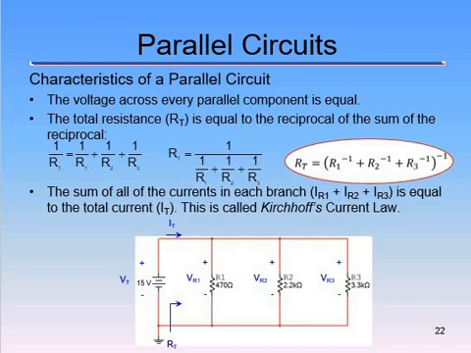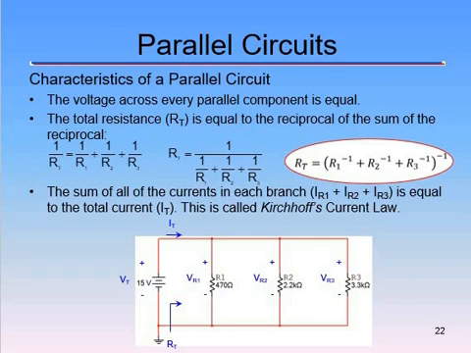But let's go back to resistance here. It may look confusing on the slide: I have 1 over RT equals 1 over R1 plus 1 over R2 plus 1 over R3. That's not fun to solve. You have to solve that for RT. When we do that, we get 1 divided by (1 over R1 plus 1 over R2 plus 1 over R3).